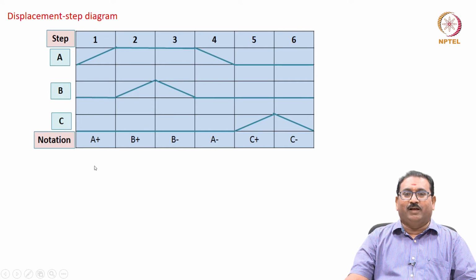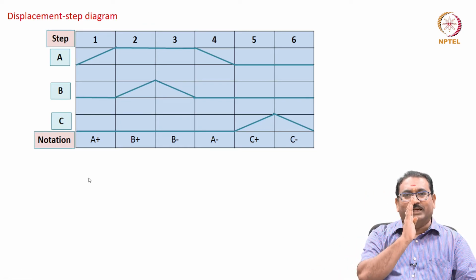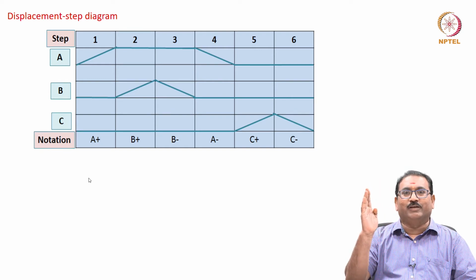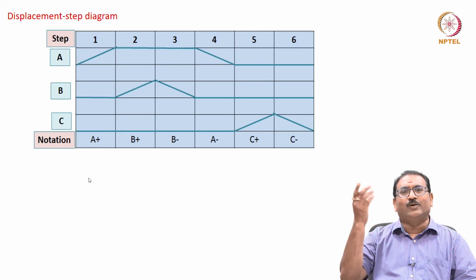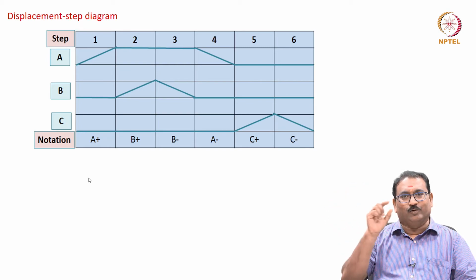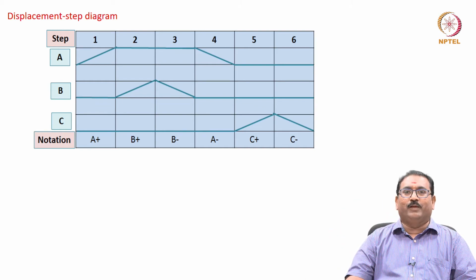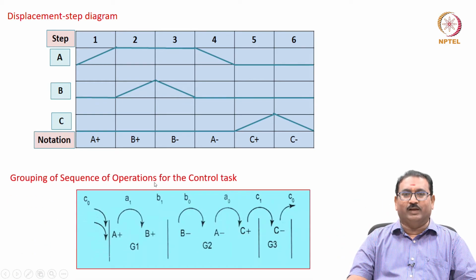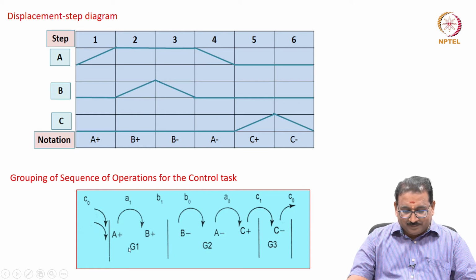Next step. Afterward, you have to place the sensors. What are the sensors? They monitor the retracted position as well as the extended position. How many sensors? A0, A1, B0, B1, C0, C1, correct? These are the sensors. You have to mark all of them. In the notational diagram, I will show you the grouping of the control sequence of operation for the control task: A plus, B plus, then B minus, A minus, C plus, C minus.